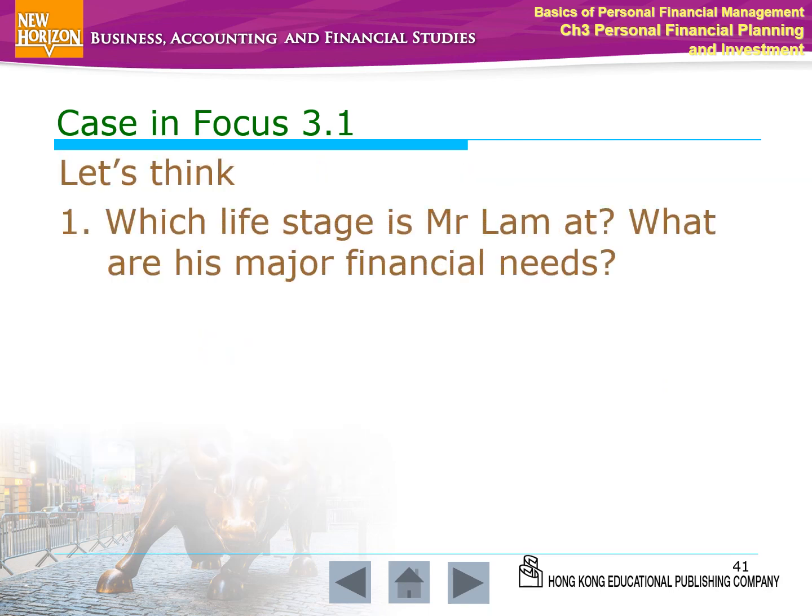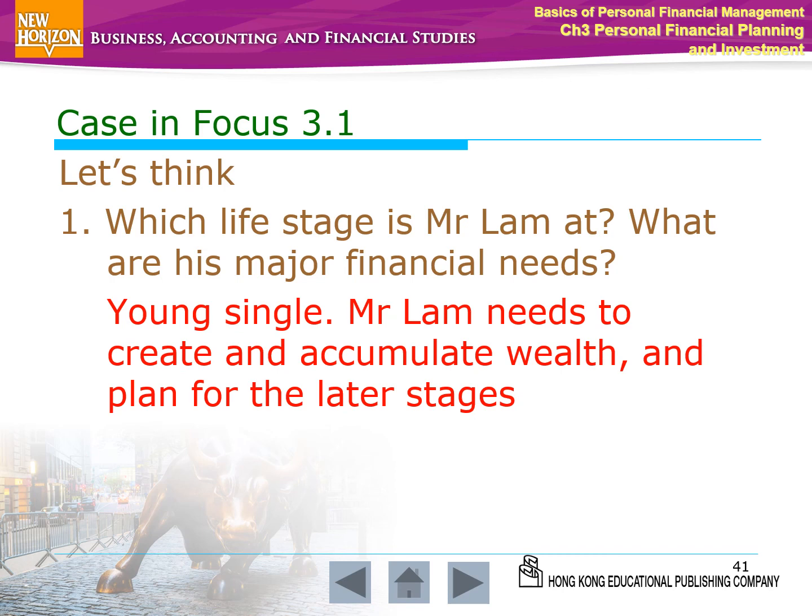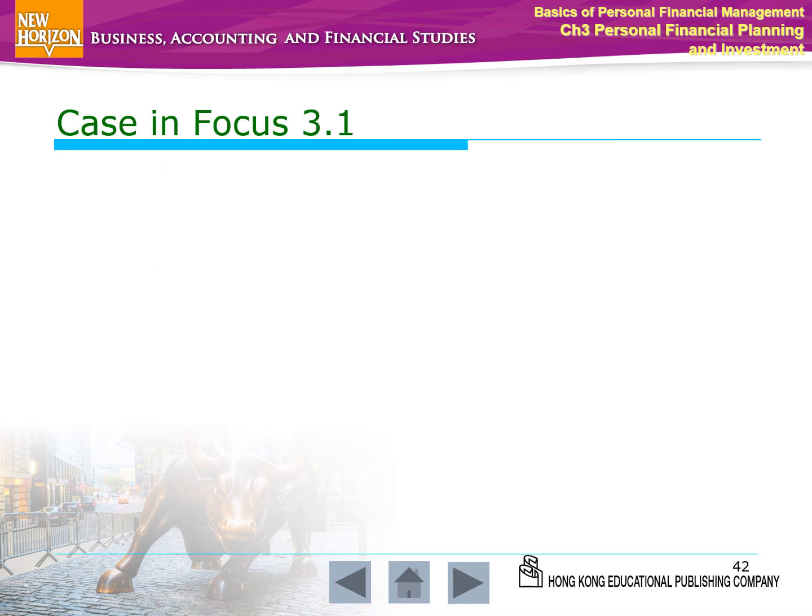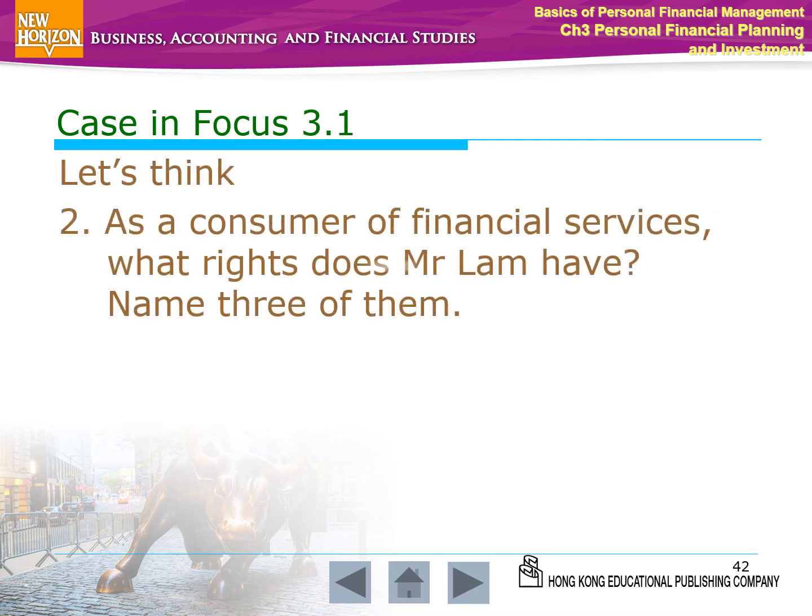Okay, first one. Which life stage is Mr. Lam at? What are his major financial needs? Mr. Lam has not been married, so he is a young single. And he needs to create accumulative wealth and plan for the later stages. You do know that this is the note in the PowerPoint before. Here is a consumer of financial services.